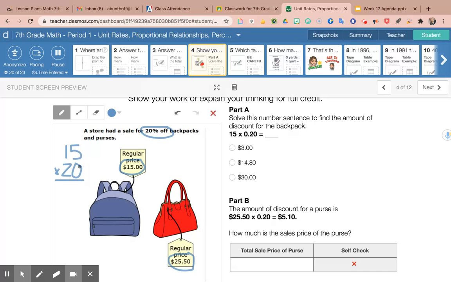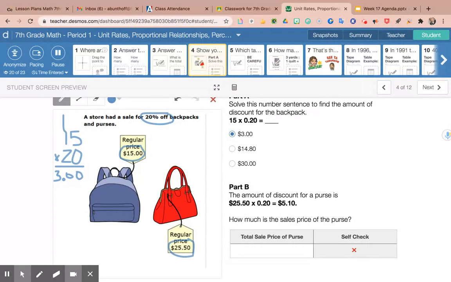So 15 times 20, well, that's just going to be 0. 2 times 5 is 10. Carry the 1. 2 times 1 is 2, plus 1 is 3. And then there are 2 numbers after the decimal, so I'm going to move the decimal back 1, 2 places. So I do get $3. So 20% of 15 is $3. So the word of means to multiply. So 20% of 15 is $3. Make sure you show your work or you will not get full credit.